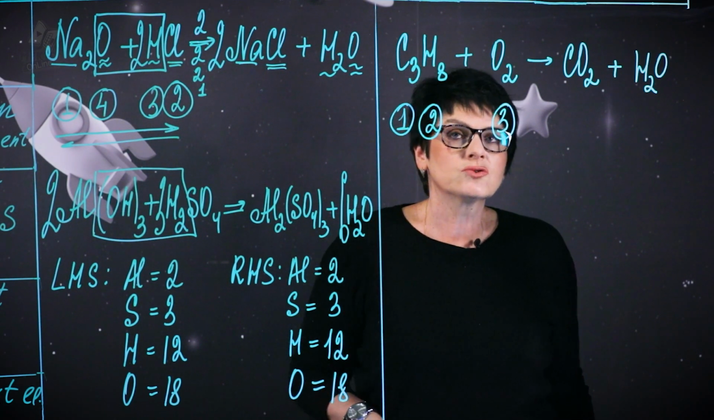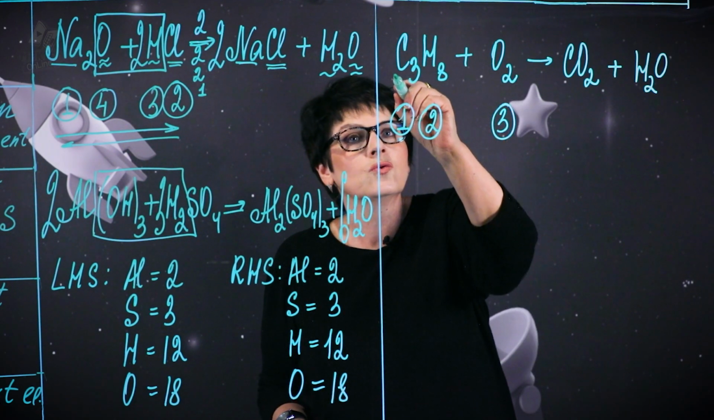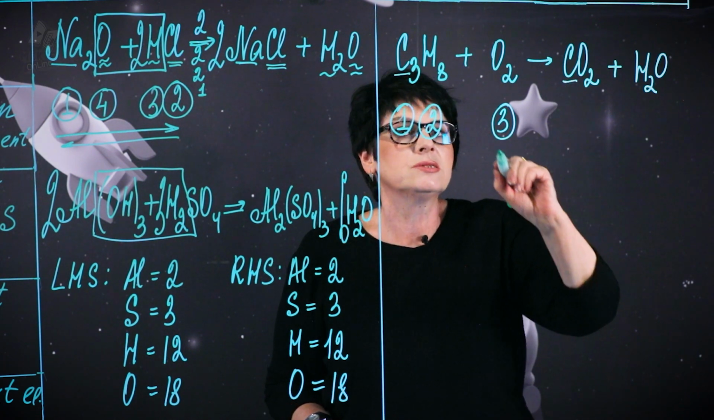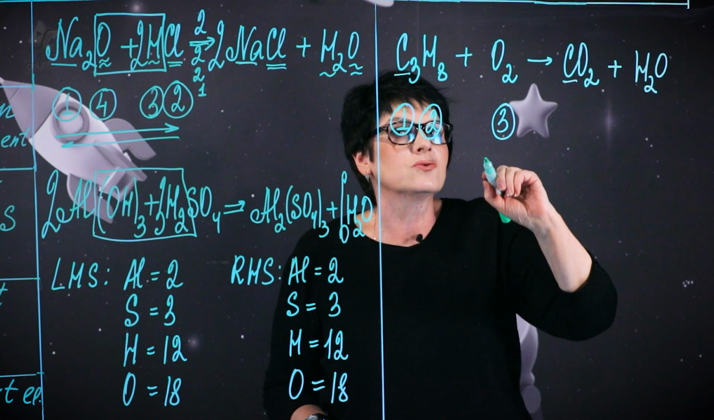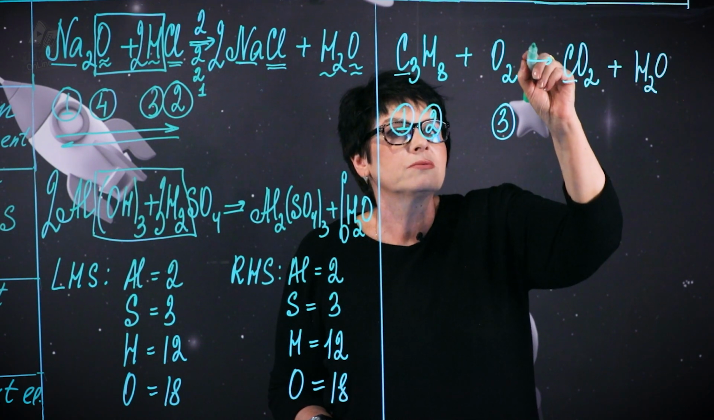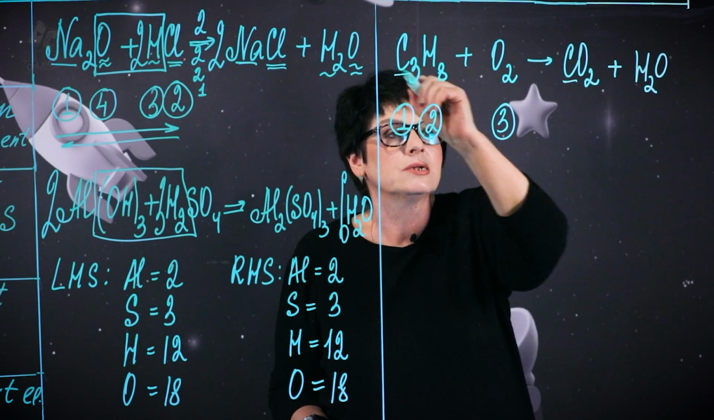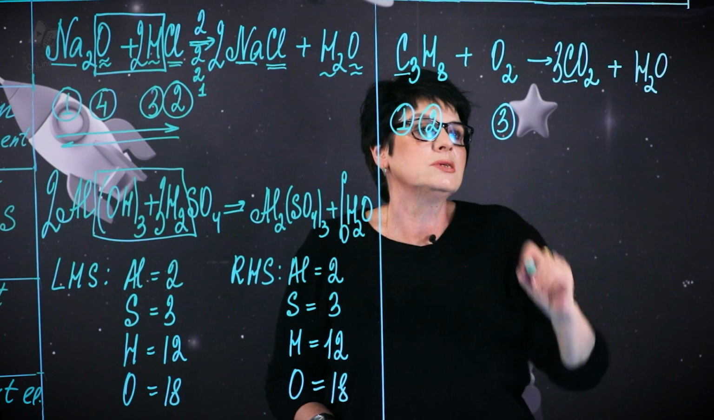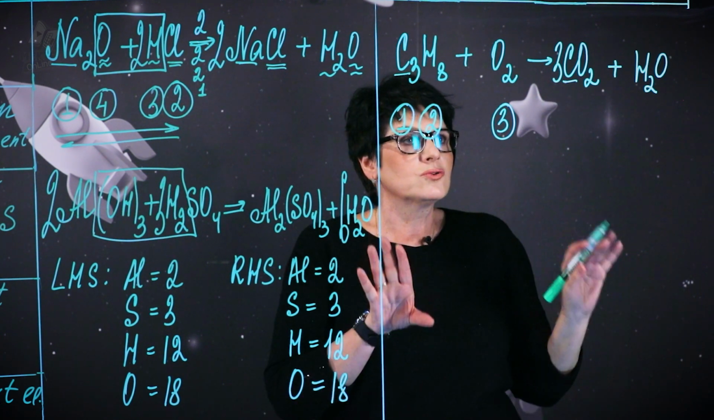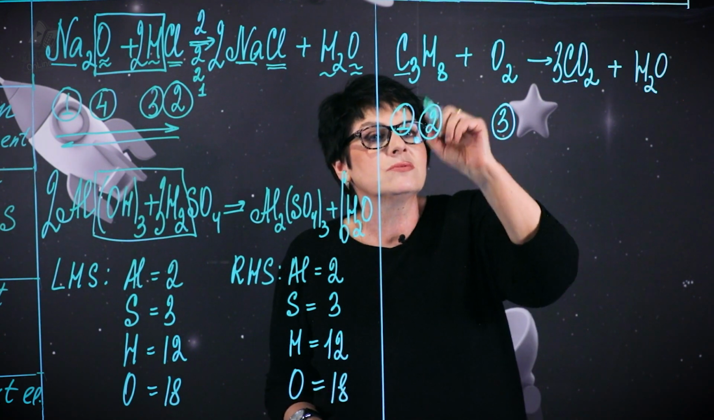This is carbon. There are 3 carbons on the left and 1 on the right. The multiple for carbon will be 3. So we divide 3 by 3, which is 1. And here, accordingly, we divide 3 by 1, which gives us 3. Carbon is equal. Hydrogen is second in terms of balancing.